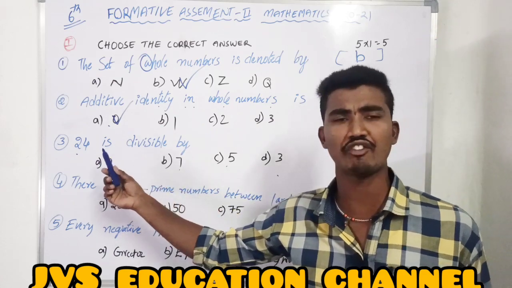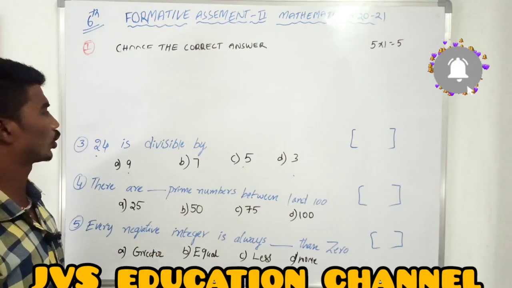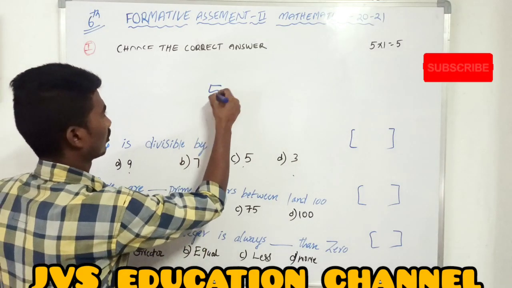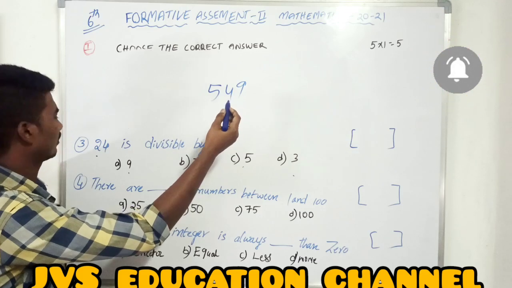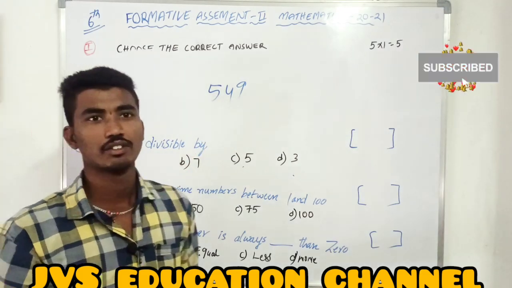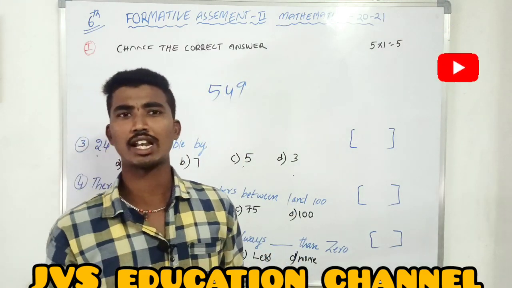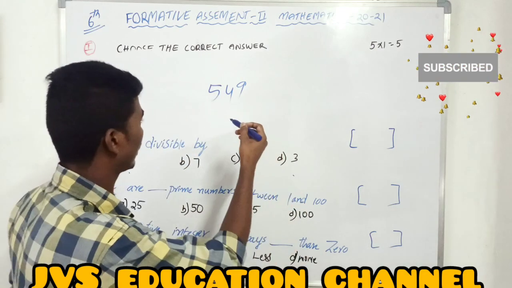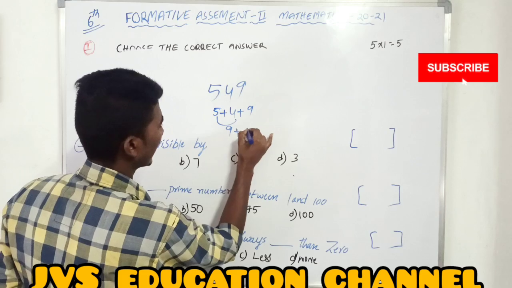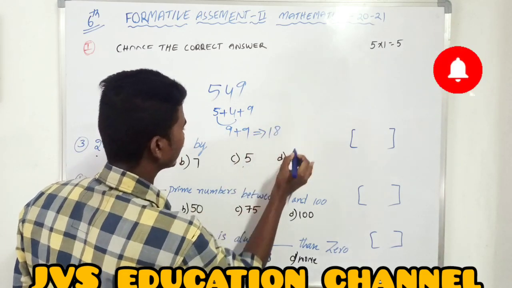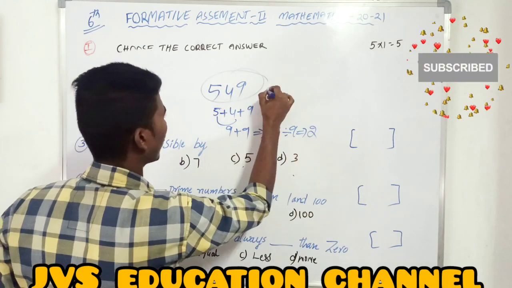What is the divisibility rule of 9? If the sum of the digits is divisible by 9, the whole number is divisible by 9. For example, take the number 549. Now check: 5 plus 4 plus 9. 5 plus 4 is 9, 9 plus 9 is 18. 18 is divisible by 9, so the number is divisible by 9.